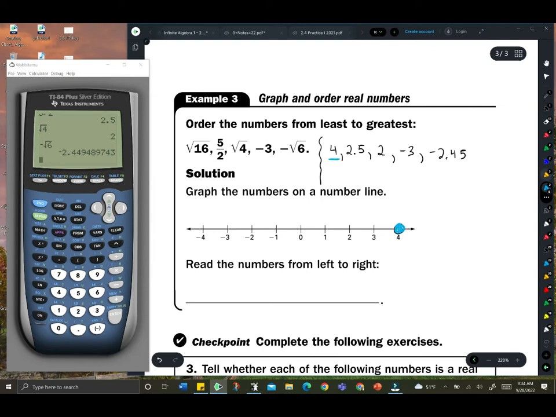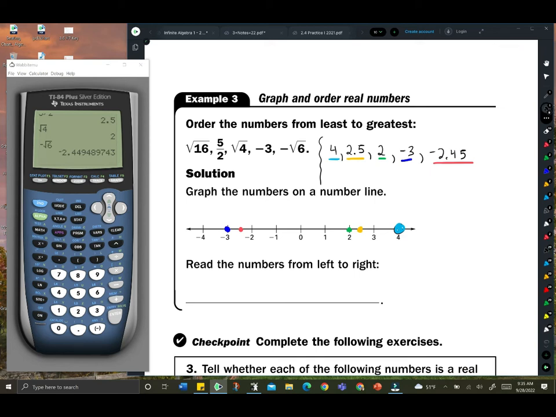Okay, I'll use different colors. 2.5. 2.5 is about here. 2 is right below it. Negative 3 and negative 2.45. Negative 2, there's negative 3, so a little less than half. Again, it doesn't have to be perfect.